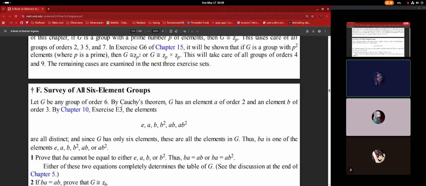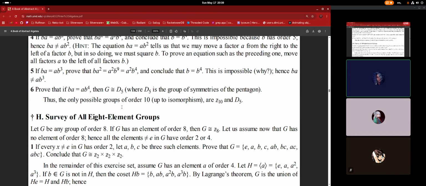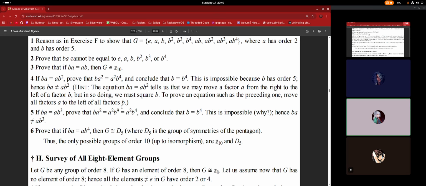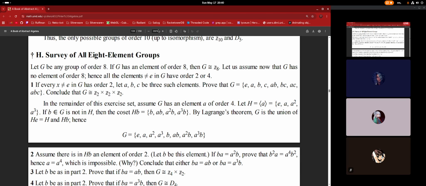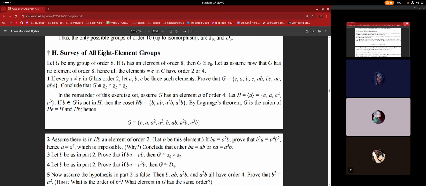For whatever reason, 10 comes first before 8. Don't ask me why. It's because 8 is actually more interesting. It has more cases. But this is what we're doing. The exercises are for the remaining cases, so 6, 8, and 10. Remaining in terms of counting to 10.